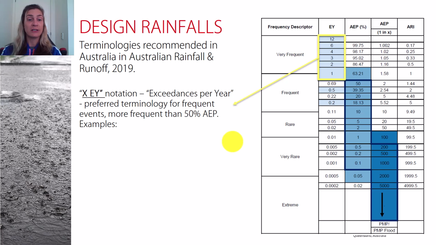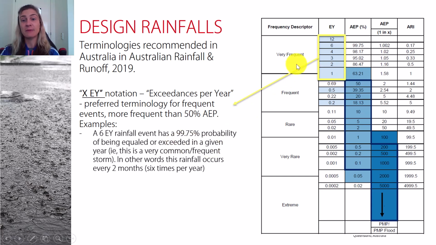Okay, so the EY notation, which is exceedances per year, is the preferred terminology for frequent events, or events more frequent than 50% AEP. Okay, so this is a frequent event. For example, a 6 EY rainfall event has a 99.75% probability of being equaled or exceeded in a given year. So that means it's a very common event because it's very easy to be equaled or even exceeded. Okay. In other terms, a 6 EY means that this rainfall event is expected to occur once every 2 months, or 6 times per year.